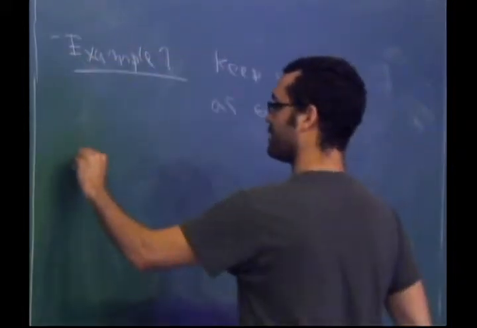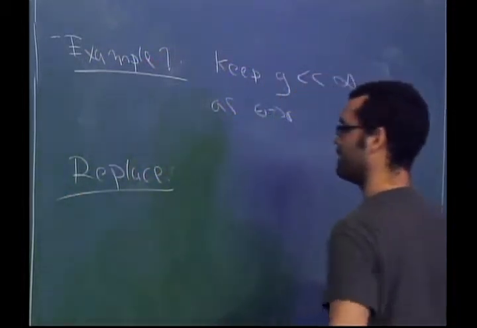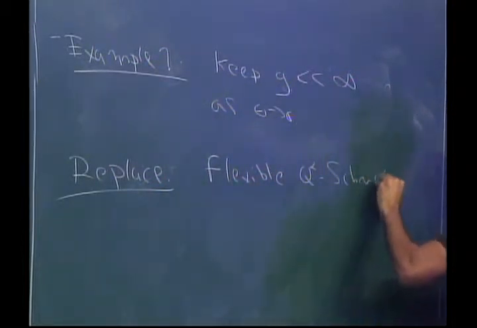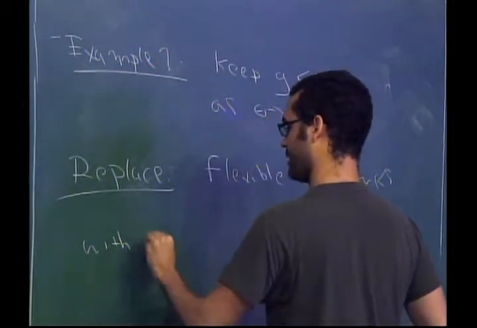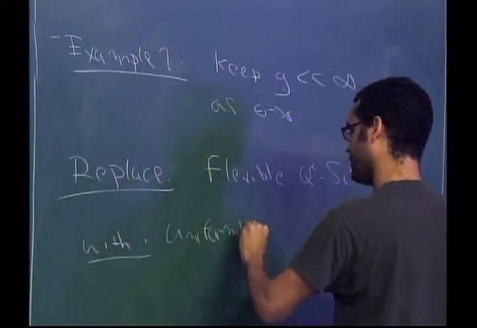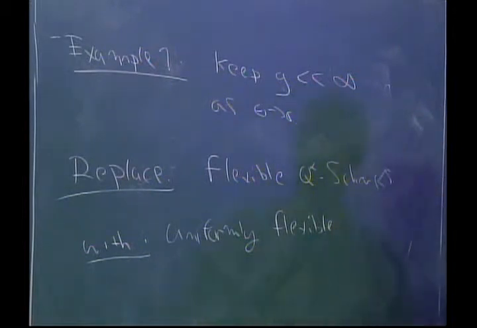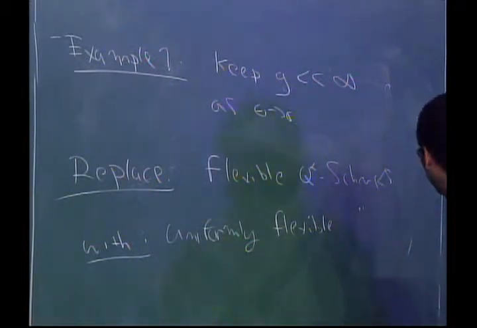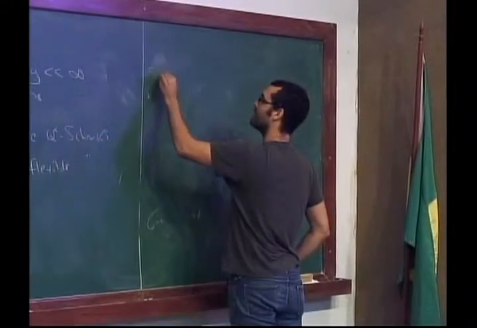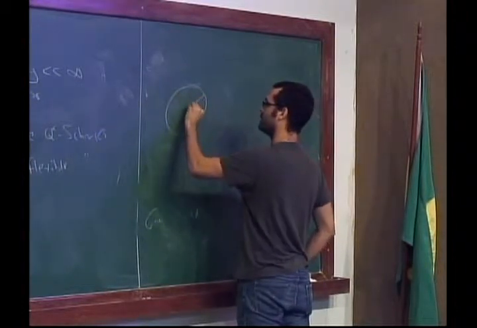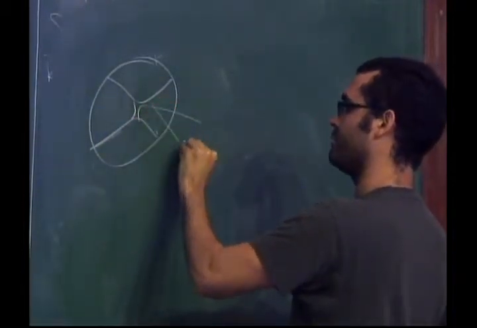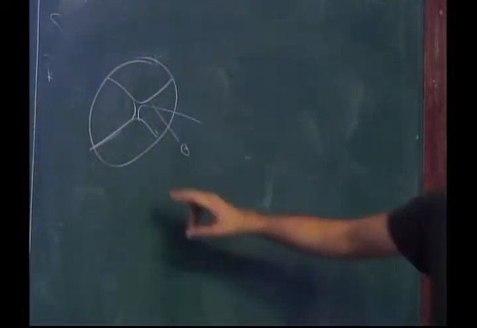So what you need is the statement about flexible Q-star Scherks. What you have to replace this with is a statement, but for lack of better terminology, I'm going to call it just uniformly flexible. Uniformly flexible, okay. So what does this mean? So the problem is, if you look at these Scherk surfaces in a tube from a profile view, if we want to allow this angle to go to zero, the problem is that the geometry of these surfaces degenerates as theta goes to zero.